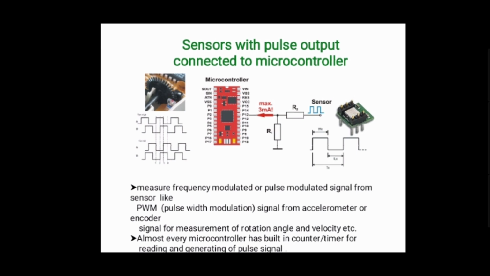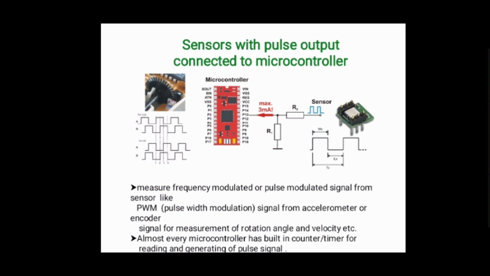And coming to the sensors with the pulse output, these can be connected to a microcontroller. Again, it is connected to the port pin of the microcontroller through a resistive network. These sensors will produce a pulse modulated signal. You can get these signals from the accelerometer or encoder, which is purely used for the measurement of rotation angle and velocity.